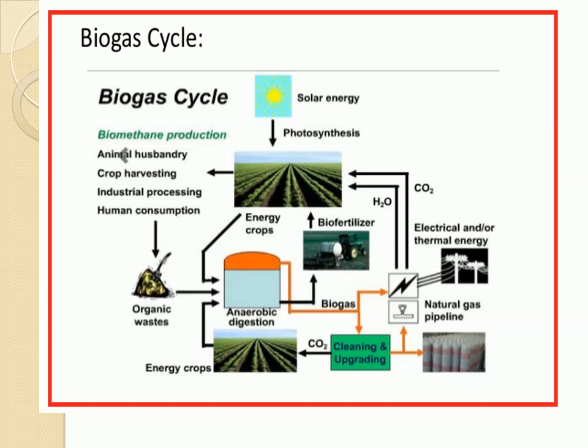Before going to biomass, you can observe the biogas cycle. Starting from solar energy, growth of plants takes place with solar radiation and absorption of water and carbon dioxide. That is the formation of biomass, the conversion of solar energy during photosynthesis into chemical energy. These energy crops can be used directly in an anaerobic digestion system, or in crop harvesting, industrial processing, human consumption and animal waste.